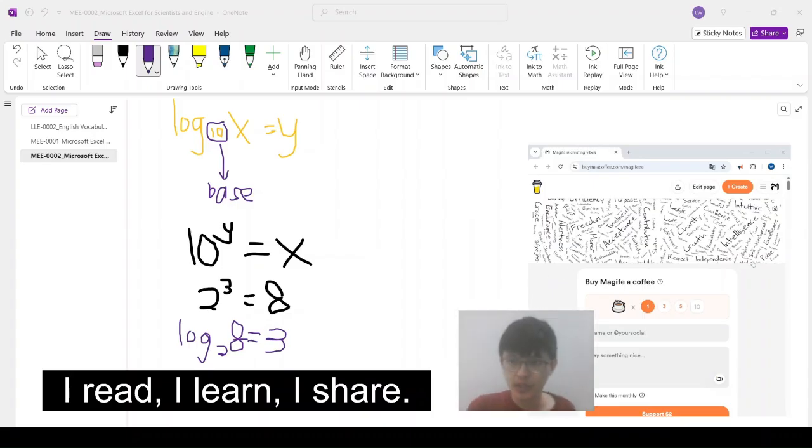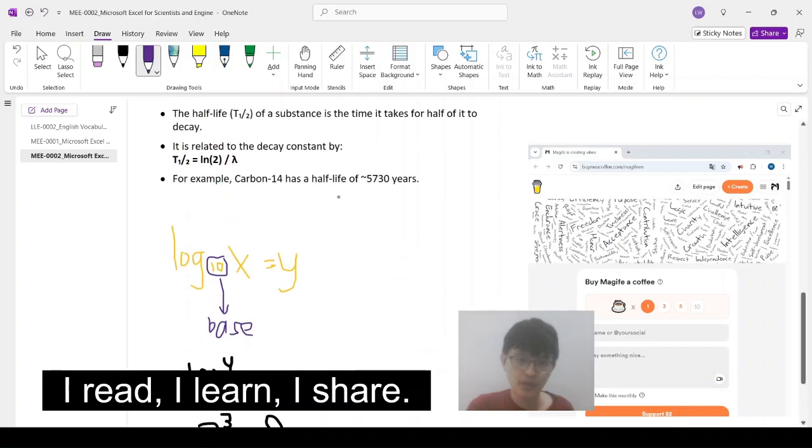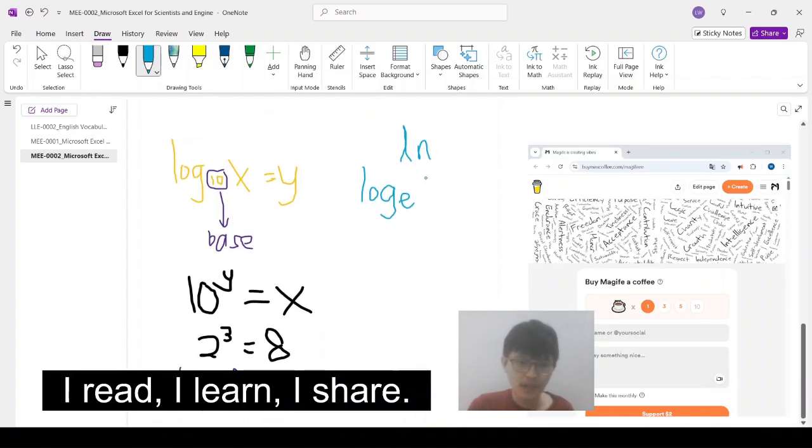So what is natural logarithm? Natural logarithm is called ln. ln is basically a logarithm where the base can be any number, but if we say ln, natural logarithm, the base becomes e. e is a constant value, the Euler number, which is around 2.7. So log x equal to y. This is the difference. The difference is the base.